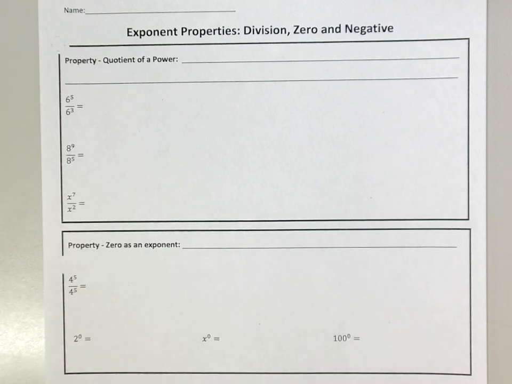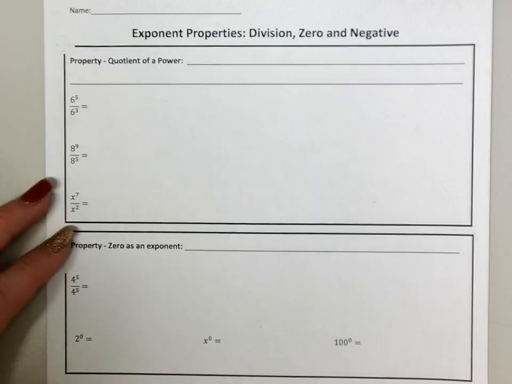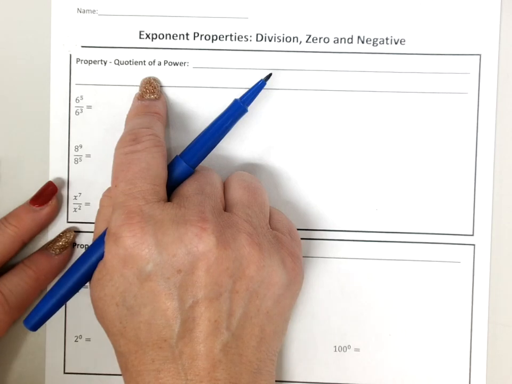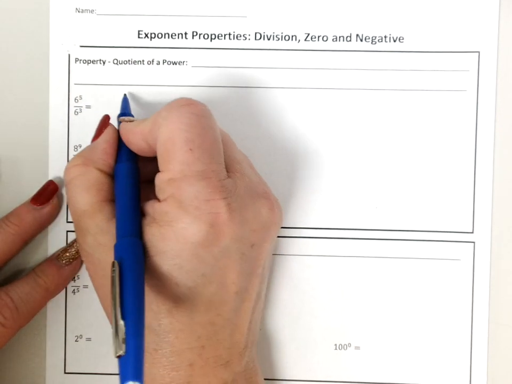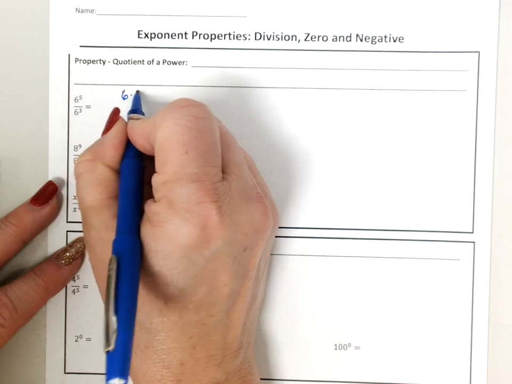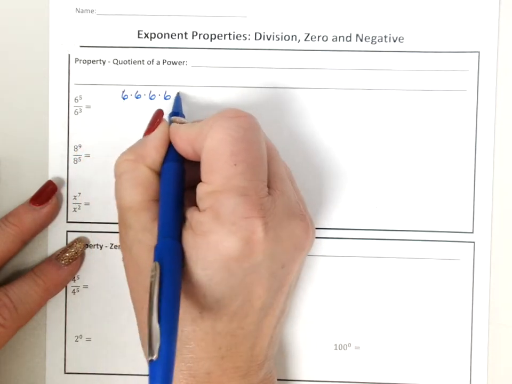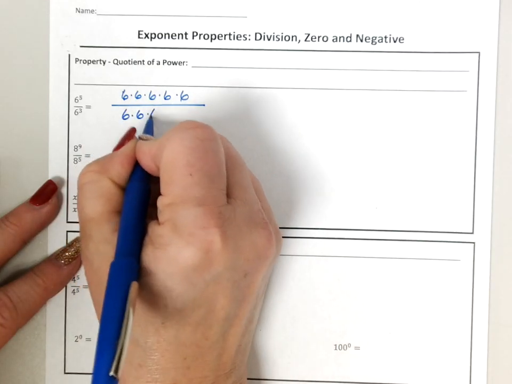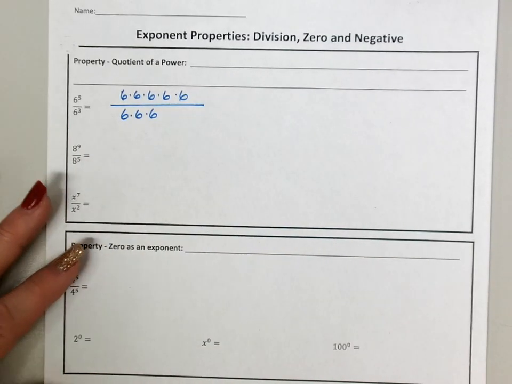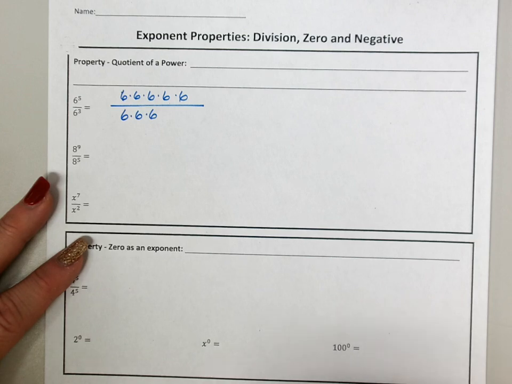The next property we're going to do is the division property, and there's a shortcut for that one also. I'm going to show you the long way and then we'll figure out what the shortcut is. So if I put the expanded form of 6 to the 5th power, I would have 5 6s on the top and I would have 3 6s on the bottom.